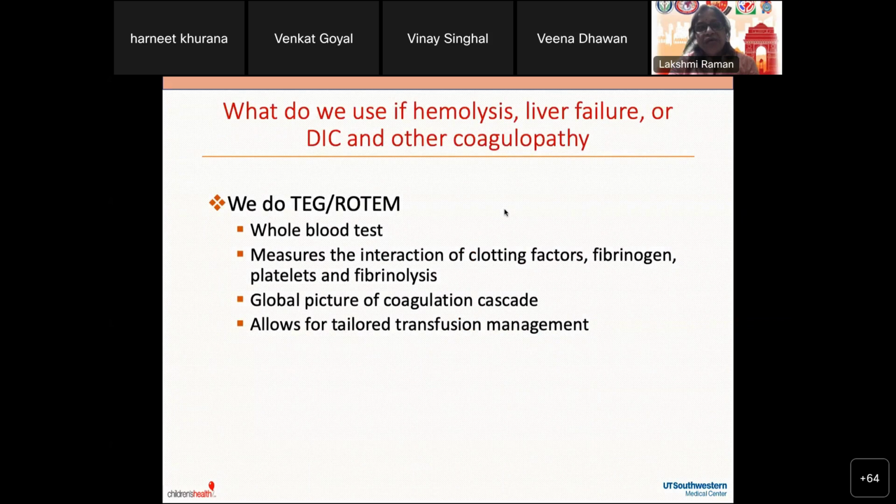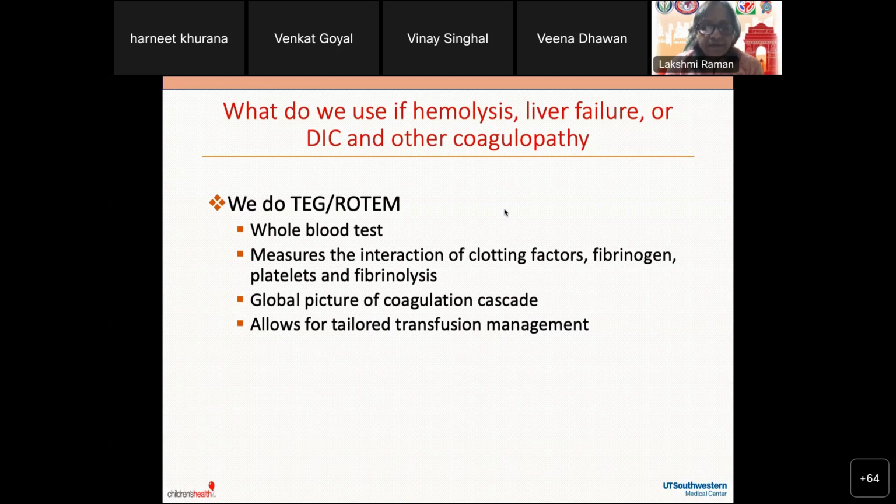So when you have hemolysis, a patient in liver failure, DIC and other coagulopathy, when you cannot use any of the tests, what do we resort to? We usually use TEG or ROTEM. The advantage of this is it's a whole blood test. It measures the interaction of clotting factors, fibrinogen, platelets, and fibrinolysis, and it gives a global picture of the coagulation cascade and hence allows for a tailored transfusion management.